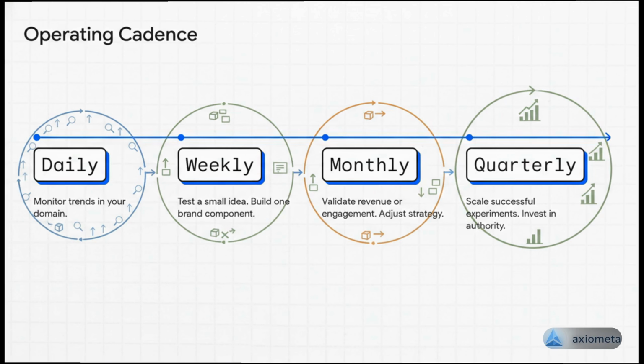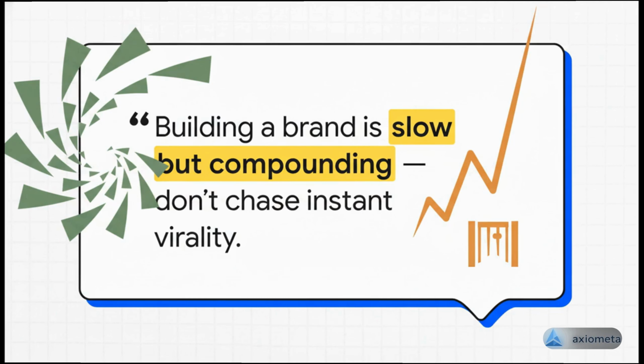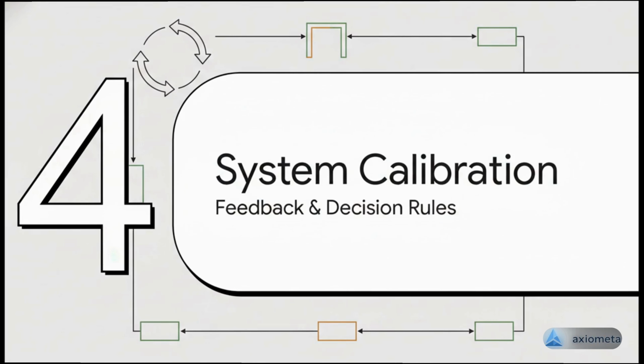Each loop feeds into the next, which is what creates a compounding effect over time. This quote really captures a core principle of how the system behaves. It's optimized for gradual, compounding growth, not for short-term, unsustainable spikes. Trying to force an output like virality means you're bypassing the necessary validation and building loops, and that just introduces instability into the system. Finally, let's analyze the system's self-correction functions.